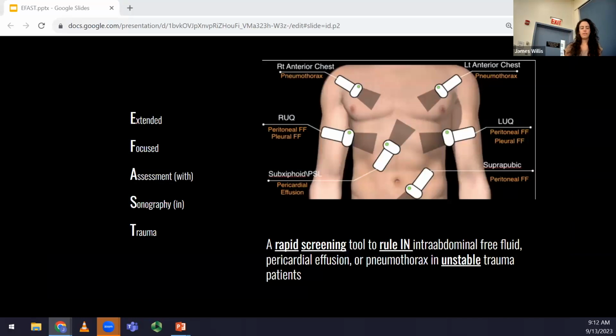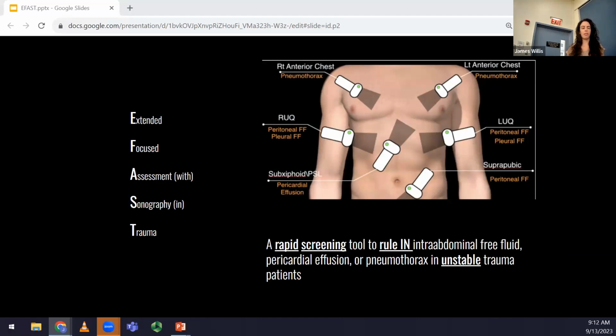All right, so what is the FAST exam? EFAST, Extended Focused Assessment with Sonography in Trauma. So this is meant to be a rapid screening tool used to rule in intra-abdominal free fluid, pericardial effusion, or pneumothorax in unstable trauma patients.